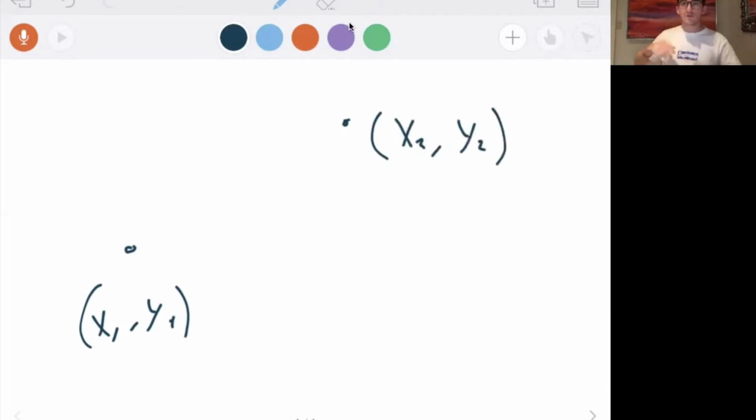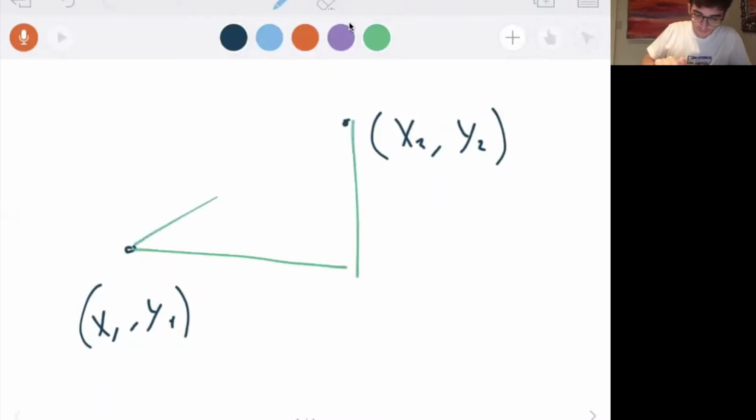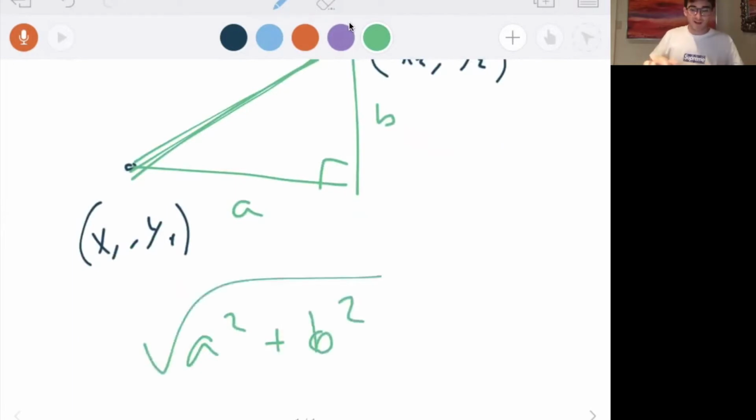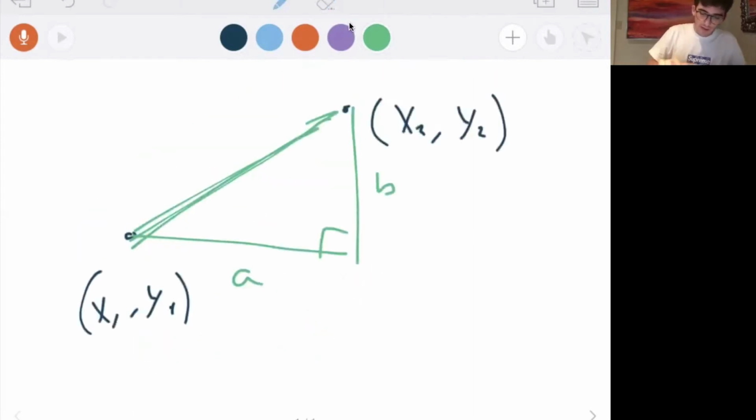All right, so between any 2 points we can create a right triangle. That's exactly what we're going to do. There we go, right triangle. All right, so if you remember the Pythagorean theorem, it tells us that we can get the length of the hypotenuse, that's the longest side of a right triangle, by taking this distance squared plus that distance squared, and then just taking the square root. That's exactly what we're going to do. All right? Okay, so how do we actually get this distance?